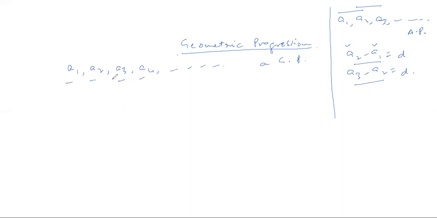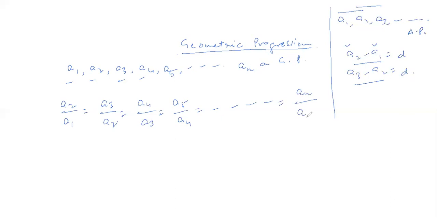Similar thing will be happening in this geometric progression also, but in this case the difference will not be the same, rather their division will be the same. Means after dividing, whatever we get will be the same in each case. For example, we'll write it as A2 upon A1 equals A3 upon A2 equals A4 upon A3 equals, suppose one more we are taking A5, then A5 upon A4. So all these values will be equal. Suppose the last term is AN. So we'll write AN upon AN minus 1. Okay. So all these values will be equal.